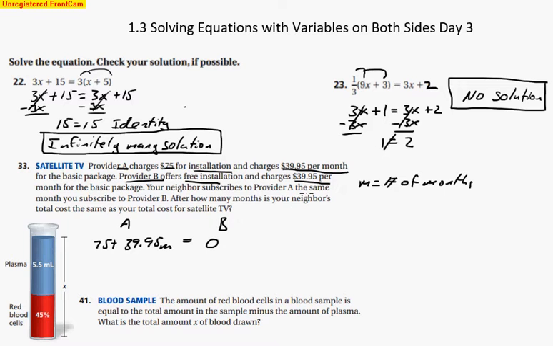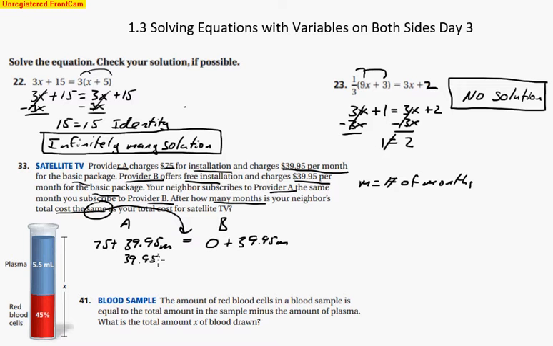And so for the basic package, so same type of package. Your neighbor subscribes to provider A. The same month you subscribe to provider B. After how many months is your neighbor's cost the same? So cost the same right there. That's where I use the equal sign. So to the total cost of provider B. So let's go ahead and solve this by moving the m's to one side to find out the difference in the monthly charge. But when we do that, we see there is no difference in the monthly charge. Those monthly charges are 0.